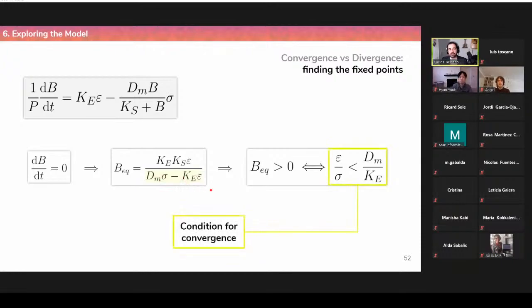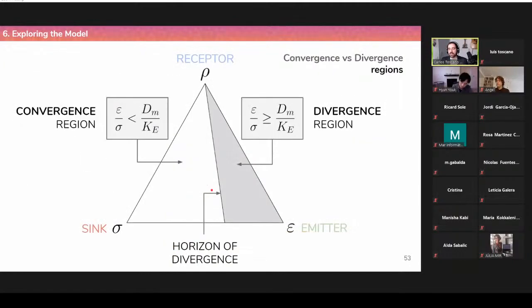And that is the condition for convergence, which allows us to make sense of what's going on in the different regions. For instance, in the region on the left, which is called the convergence region, the condition for convergence is satisfied. Whereas in the other region, the divergence region, it's not satisfied. The ratio of emitter over zinc is written at this specific ratio. And the segment that separates both regions is called the horizon of divergence.